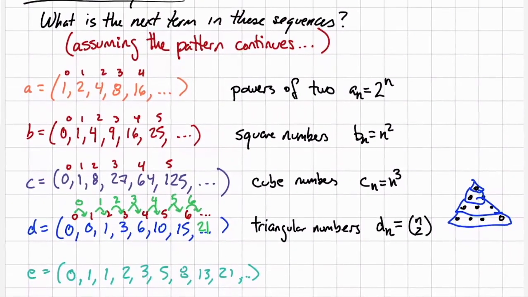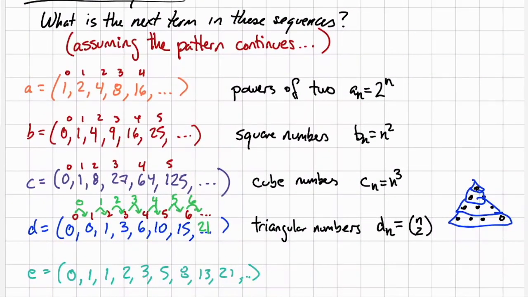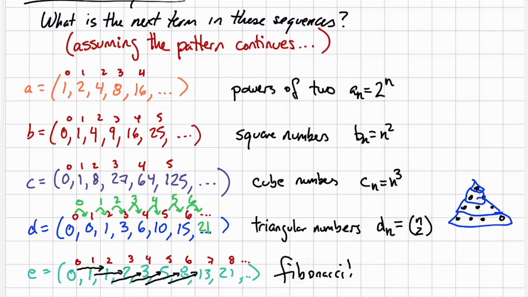Here's another sequence you may have seen before. 0, 1, 1, 2, 3, 5, 8, 13, 21, ... When you see those numbers, you think Fibonacci. 0 plus 1 equals 1. 1 plus 1 equals 2. 1 plus 2 equals 3. 2 plus 3 equals 5. 3 plus 5 equals 8. 5 plus 8 equals 13. 8 plus 13 equals 21. So the next term would be 13 plus 21 equals 34.